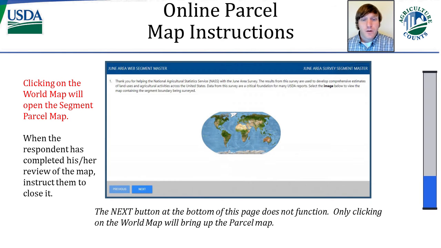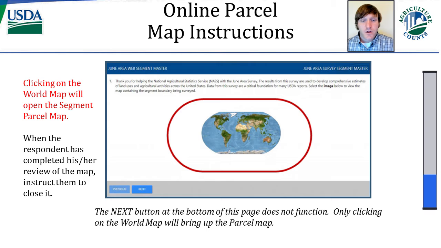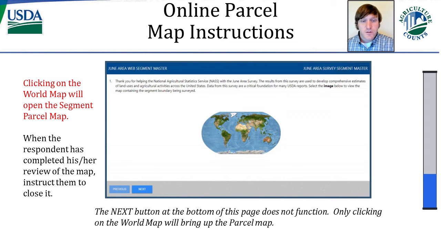When the world map appears, the respondent will open the segment parcel map by clicking anywhere on the world map. Be aware that the next button at the bottom of the page does not work. So to open the segment parcel map, the respondent must click on the world map. When the respondent has completed his or her view of the map, please instruct them to close it.